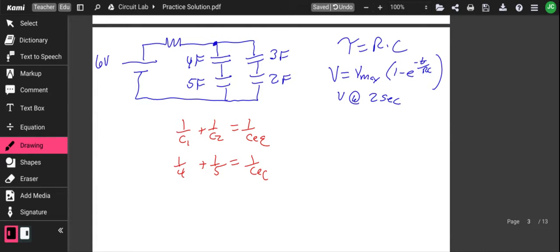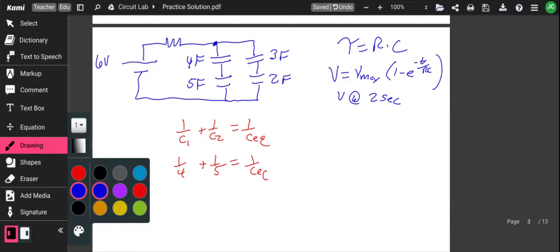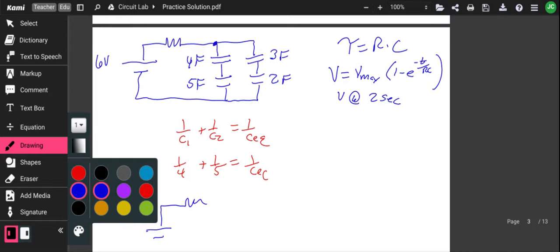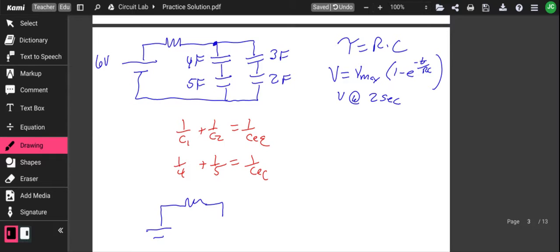When I do that, I end up with the value of 2.2. So I could redraw this circuit as the 6-volt battery, the resistor, which we didn't give a value to. I need to give a value to that. So let's say the resistor is 10 ohms. And then I would have here a capacitor that's 2.2 farads.